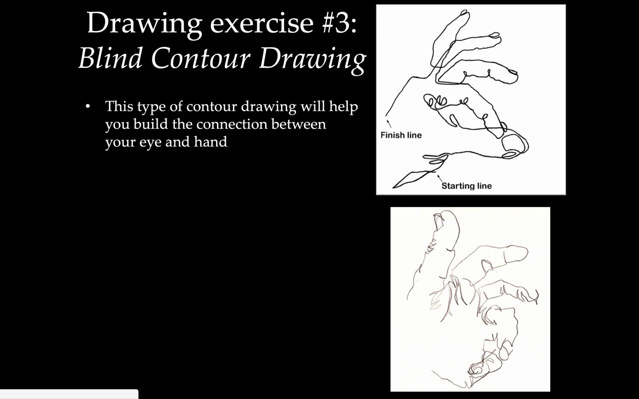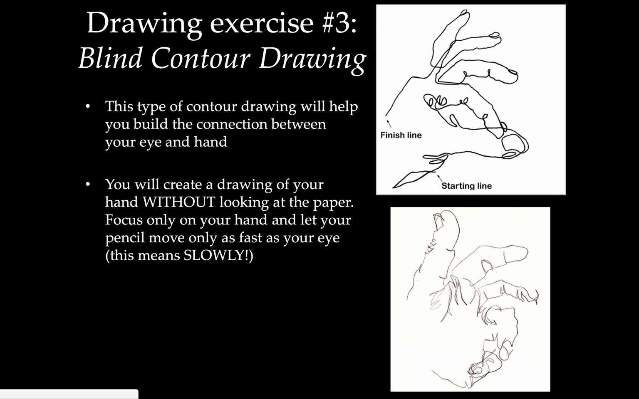see things with your eye, and then let your hand draw what your eye sees. This sounds simple, but it's really difficult to do. So building that connection between what your eye sees and what your hand can draw is what blind contour drawing is going to help us with. So we'll be doing a drawing of your hand, and we're not going to be looking at the paper.